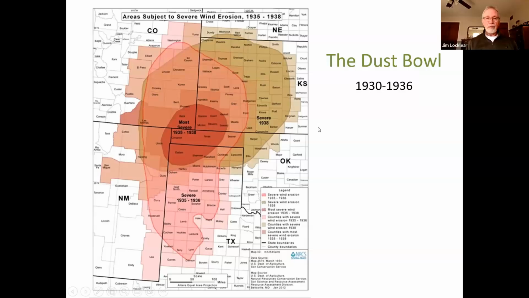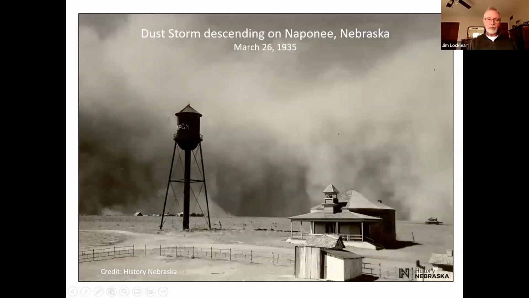Here's an image of a dust storm descending on the town of Napanee, Nebraska. One of the very few dust storm images from Nebraska. That was a little town on the Republican River.